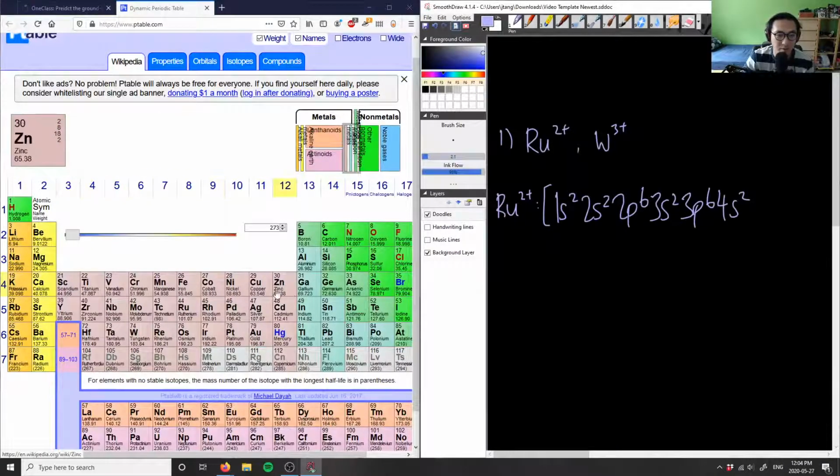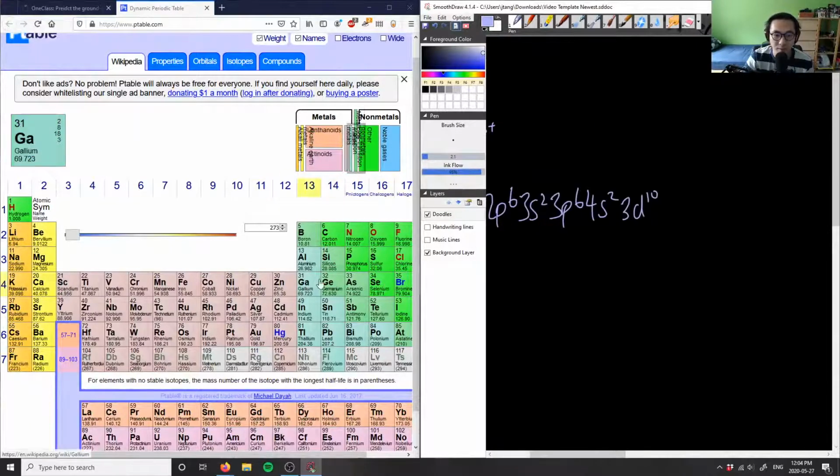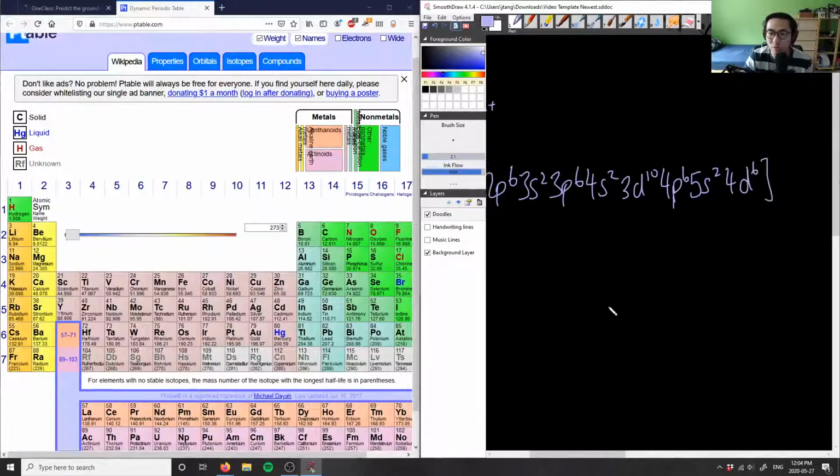and then this entire block here is a 3d10 block. This is the d block here, so this would be 3d10, and then we're going to have 4p6 for these guys over here. So this is 4p6, and then 5s2 is these two electrons here, and then we make our way to ruthenium. So we have 5s2, and then we have 1, 2, 3, 4, 5, 6. So it's going to be 4d and then 6. And this is just ruthenium.